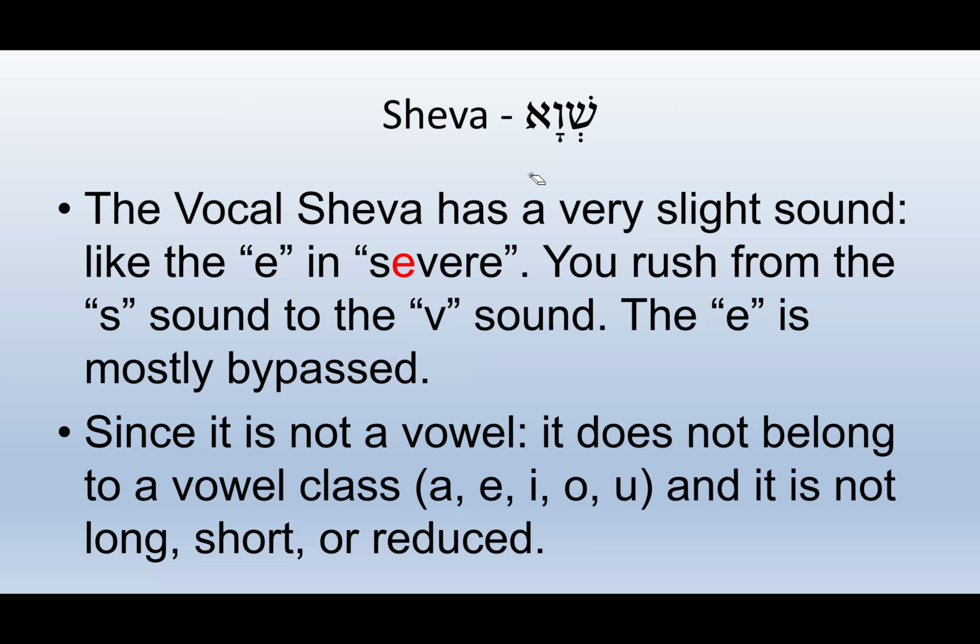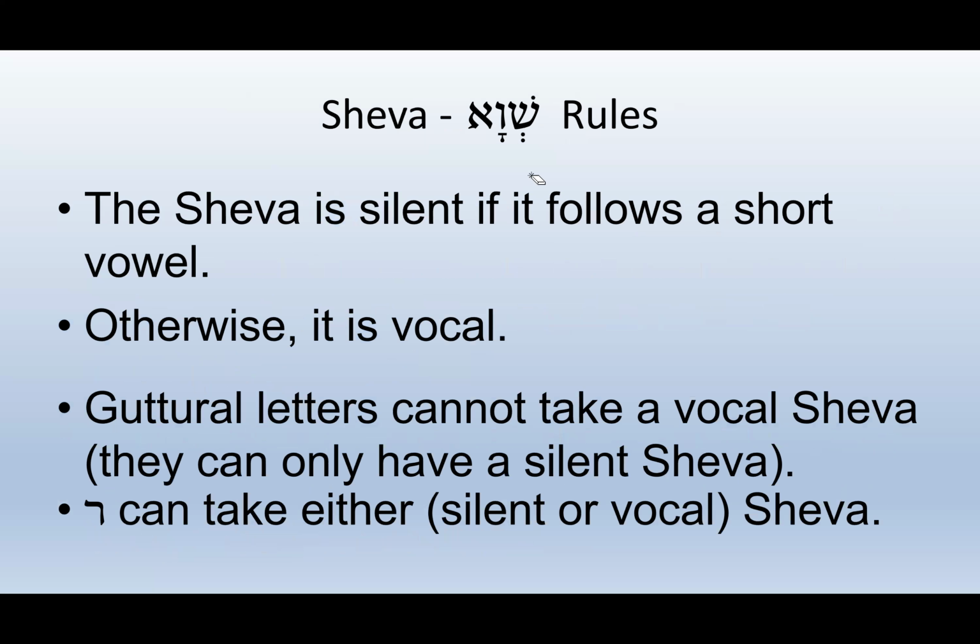So vocal Shva has a very slight sound. It doesn't belong to a vowel class, A, E, I, or U, it's not short, long, or reduced. It's just a Shva. That's all it is. And it's going to be one of two things, vocal or silent. The Shva is silent if it follows a short vowel. Otherwise, it's vocal.